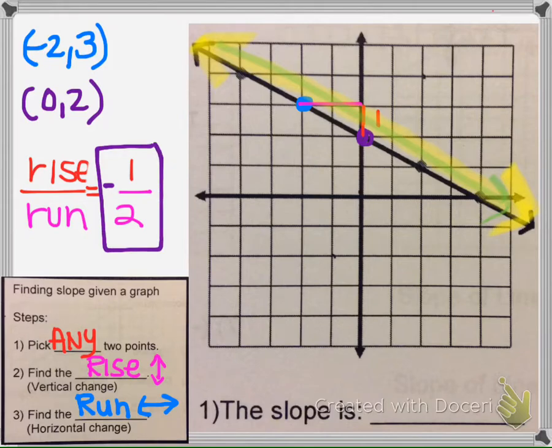And then we always check and make sure it's completely simplified. Nothing can go into 1 and 2. So our slope is -1/2.